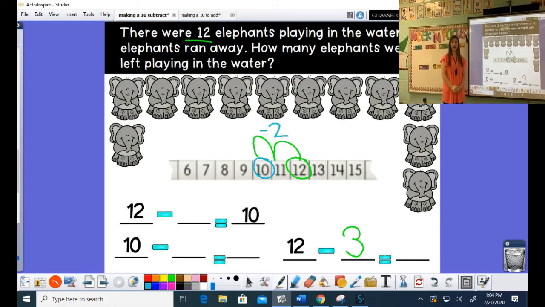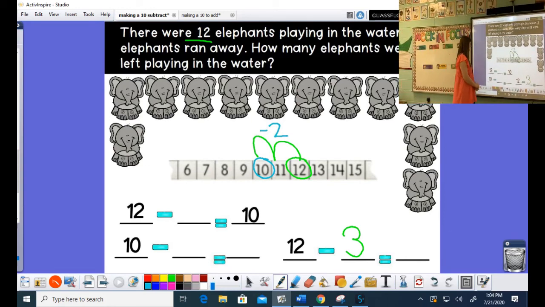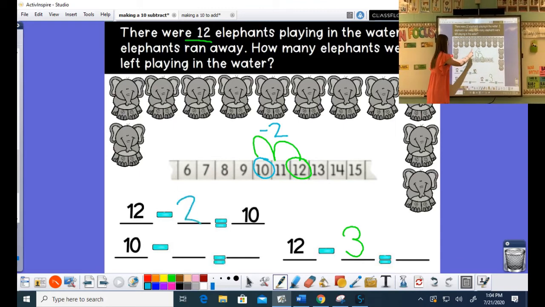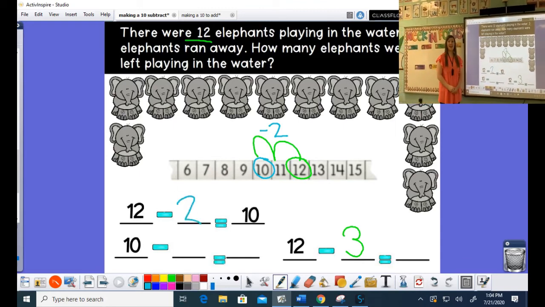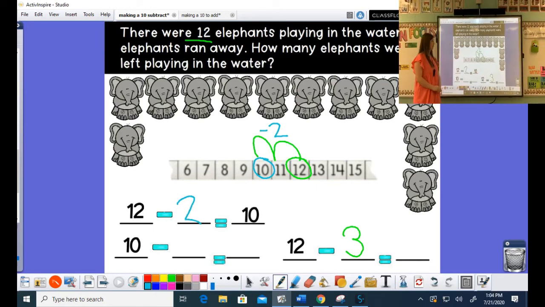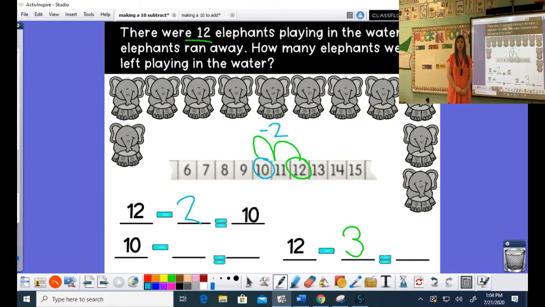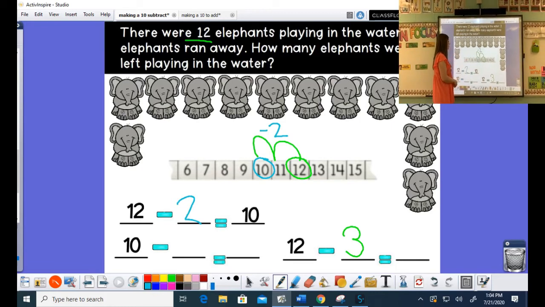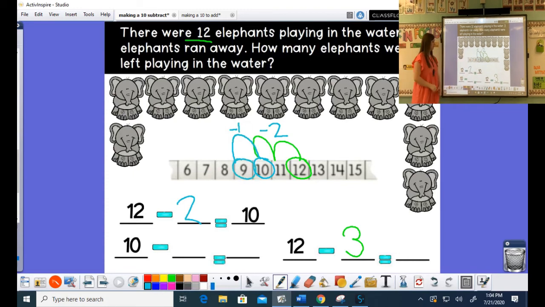So that's what I need to write on my new number sentence. 10 minus 2 because we hopped backwards and we made a 10. But am I subtracting the number 2? No, we're subtracting the number 3. So I need to continue hopping until I have hopped a total of 3 times. So I'm going to start on the number 10 and I'm going to hop and count on from 2. 2, 3. Stop. We have made it to our answer.